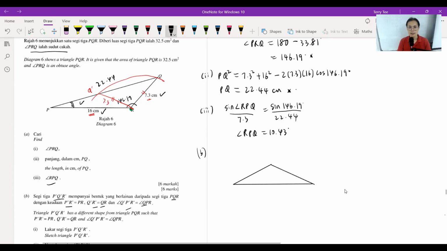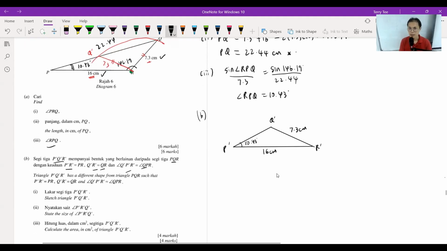So this is your PQR. Put a prime for all of this. This is 16 cm. This angle remains the same. Just now we calculated this angle, right? This is 10.43. And we know this is 7.3, right? In order for me to calculate the area of this triangle, I need to first find out what this angle is. Then I can use the formula half ab sine C.